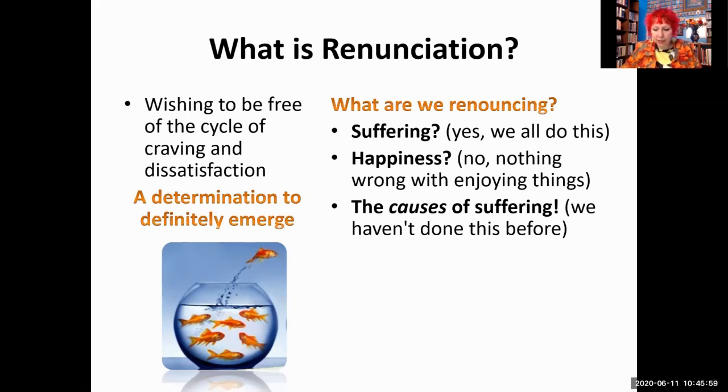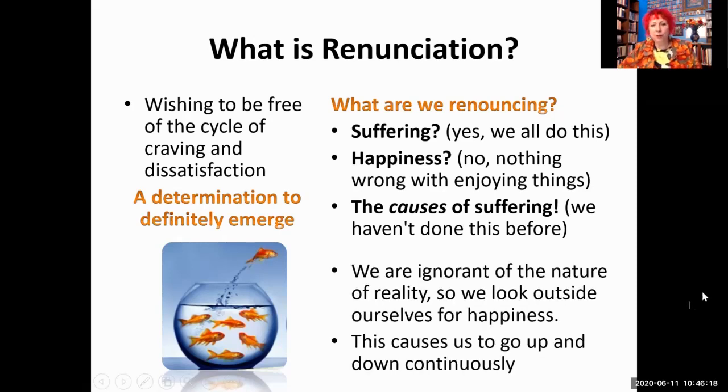So renunciation is to actually renounce suffering and all of its causes. And that's the new thing. That's why up until now we've been stuck. So what are the causes? Pretty much the root cause is this ignorance of the nature of reality and the ignorance of how we exist.